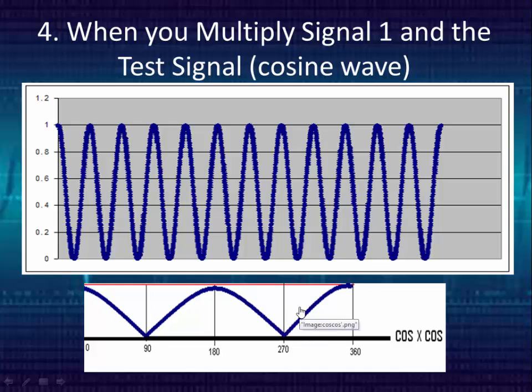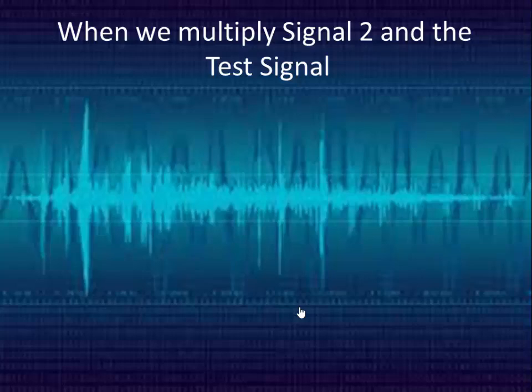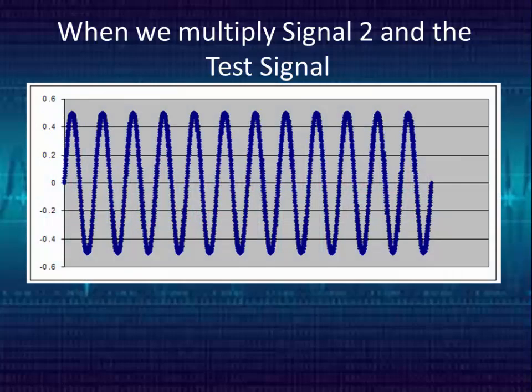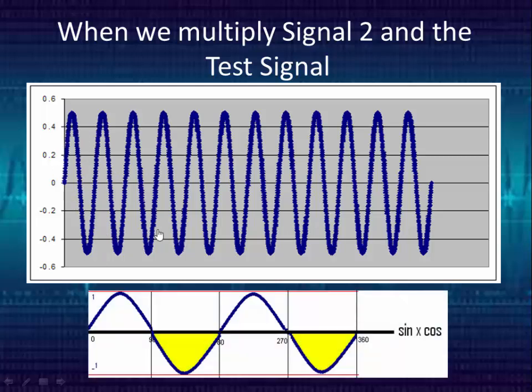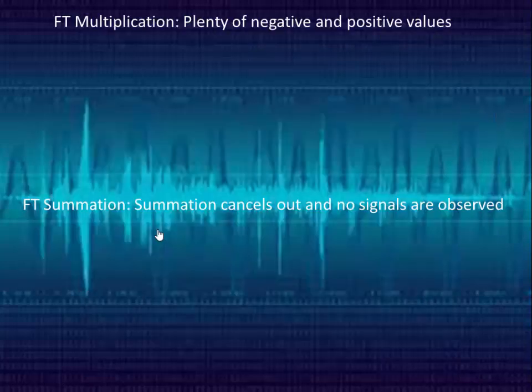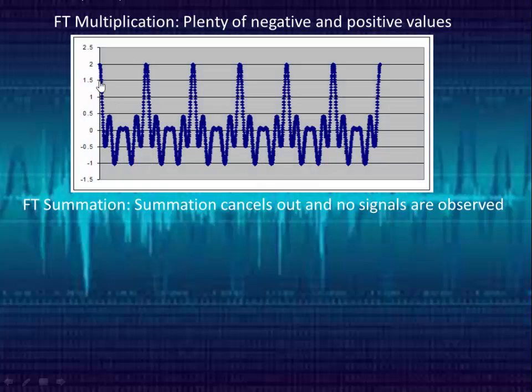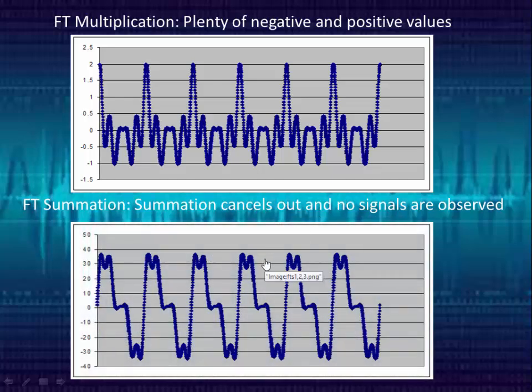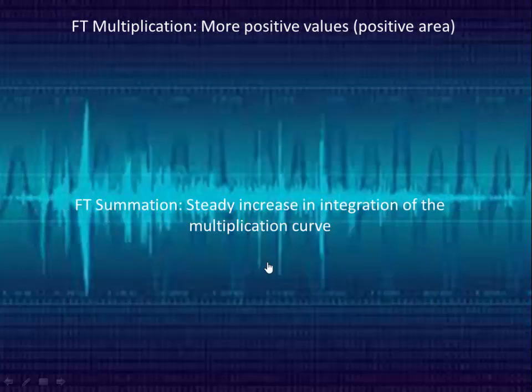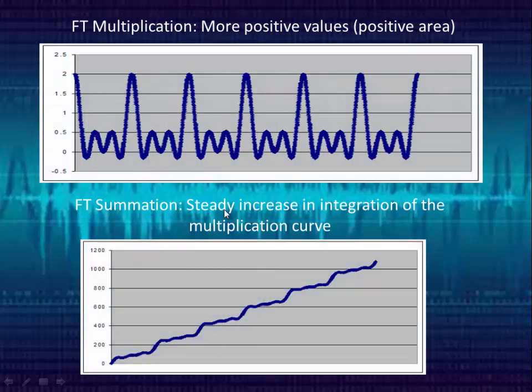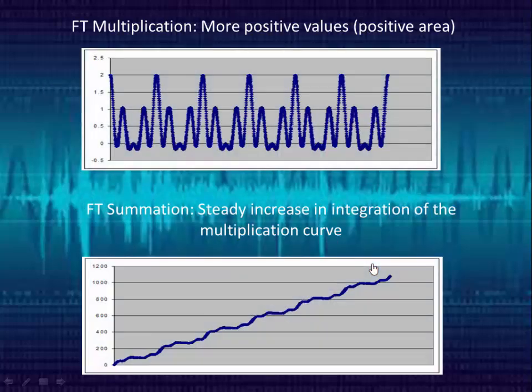There is no negative. So when I do the multiplication with signal 2, that is a sine wave and the cosine wave, you get this, right? Different types. So I get different signals and different waves. When I do multiplication, plenty of negative and positive waves. See here, I get different types of signals. When I do summation, it cancels out. No signals are observed here. See, like this I can do and get a steady increase in the integration of the multiple curves. See here, the different curves I generate due to multiplication and summation.